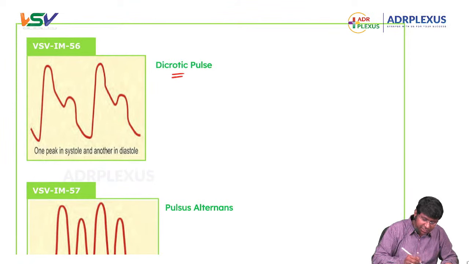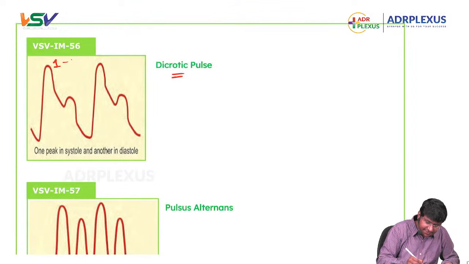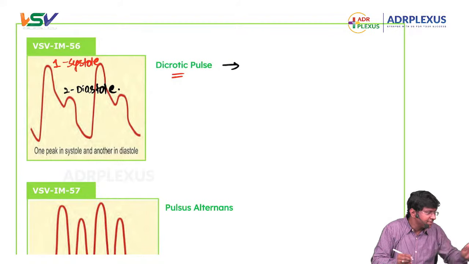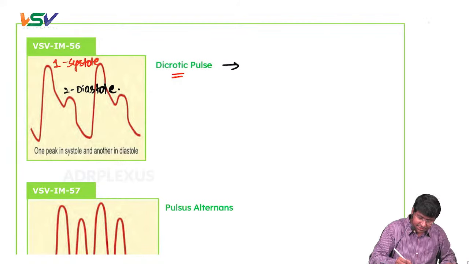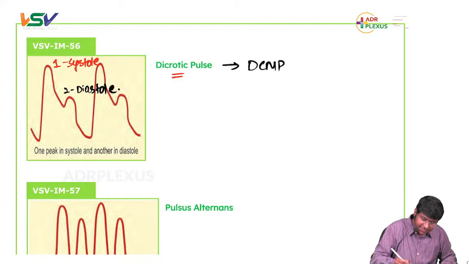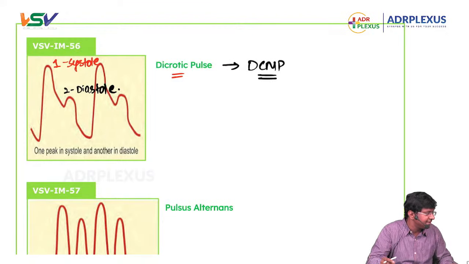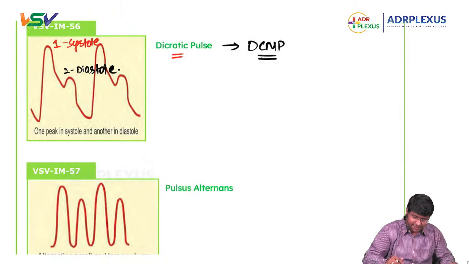Where is that you will have dicrotic pulse? One peak is in systole and the other peak is in diastole. Where is that you will have the presence of dicrotic pulse? Yes, dicrotic pulse is observed in cases of dilated cardiomyopathy. So in dilated cardiomyopathy, you will have this dicrotic pulse, right?